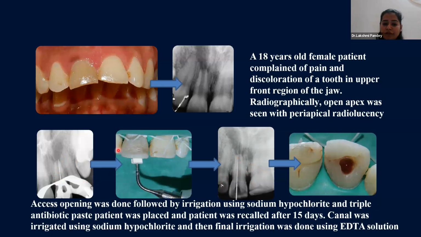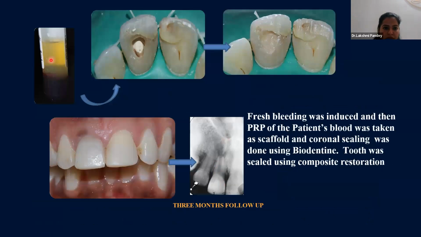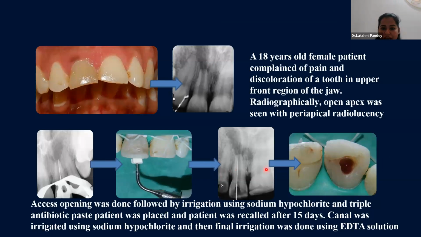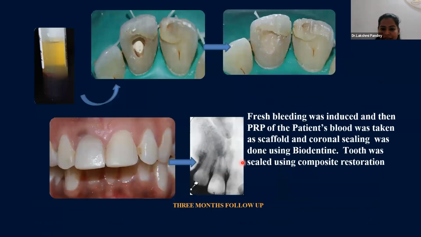Ultrasonic irrigation was done for the cleaning of the root canal. Then fresh bleeding was induced. This is what I did for the fresh bleeding. Can you see here? Fresh bleeding was done. After then, I took the PRP, placed it inside the canal, sealed it with biodentine and composite, and this was again a 3 months follow-up. You see how the root was previously, and after 3 months how the root started getting closure. Can you see the closure here?